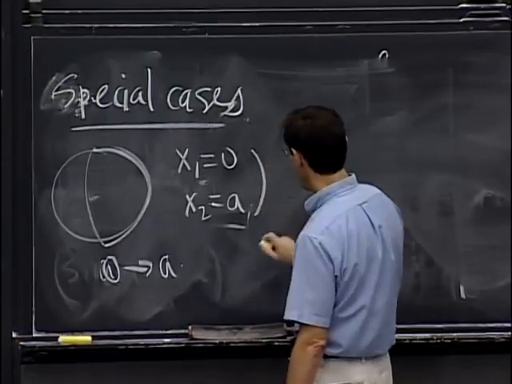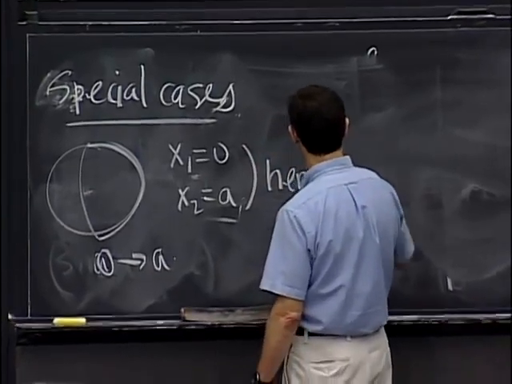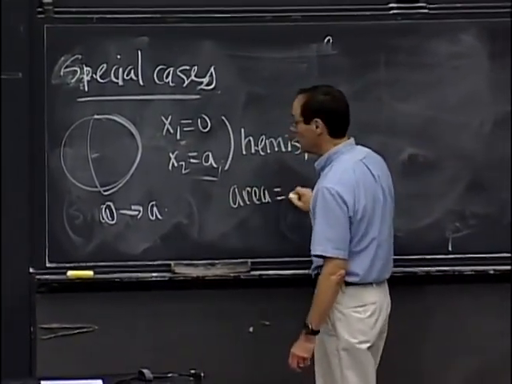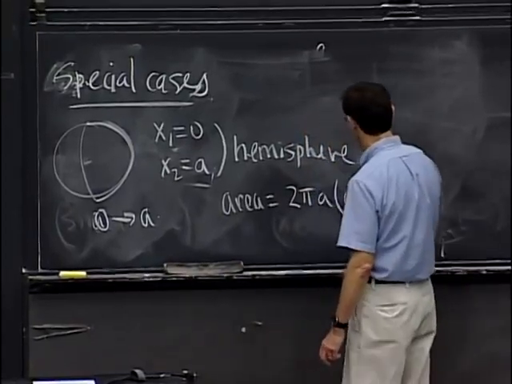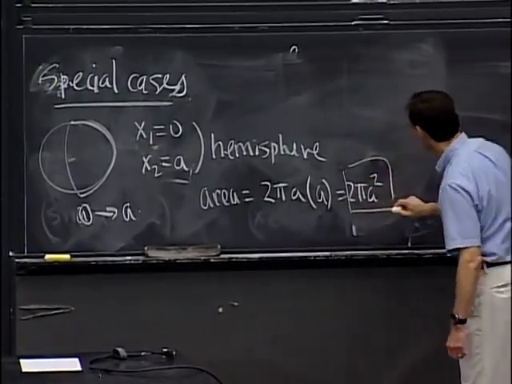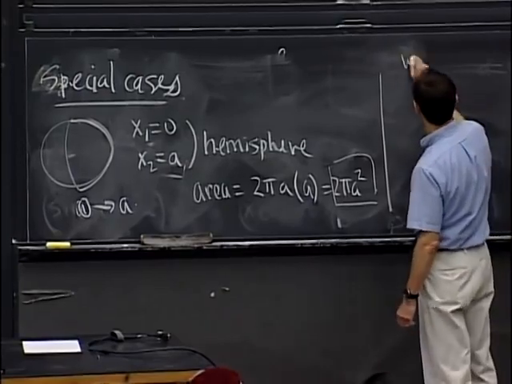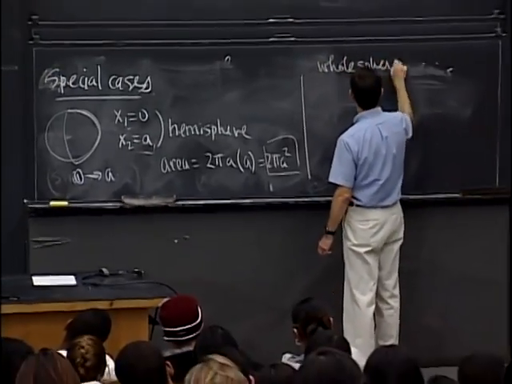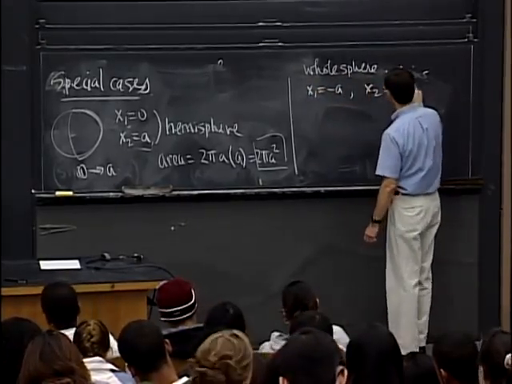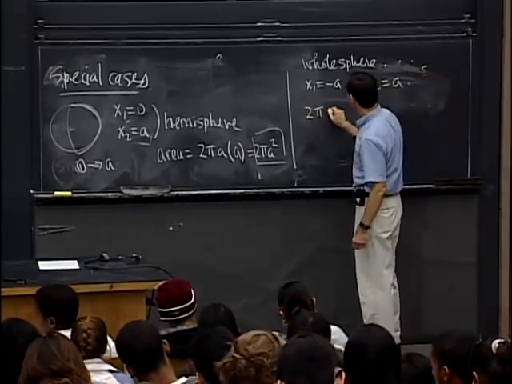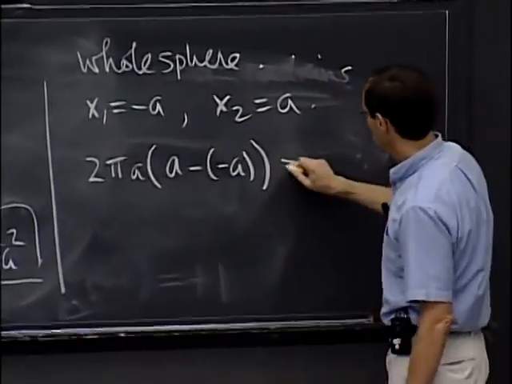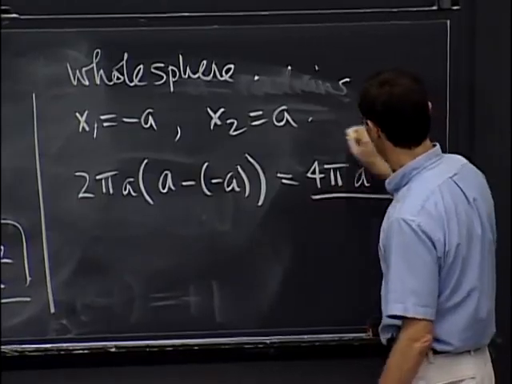And what you're going to get is a hemisphere. And the area is 2 pi a times a, or in other words, 2 pi a squared. All right? And if you take the whole sphere, that's starting at x1 equals minus a, and x2 is equal to a. You're getting 2 pi a times a minus a, which is 4 pi a squared. That's the whole thing.